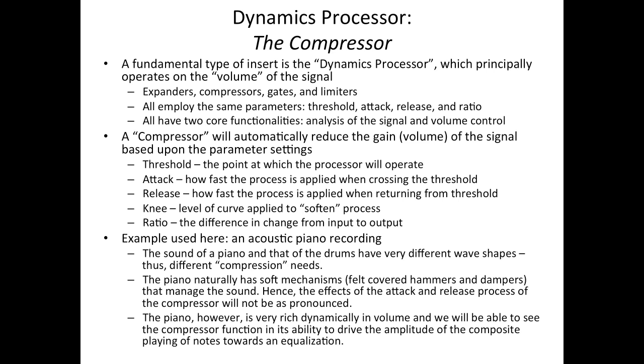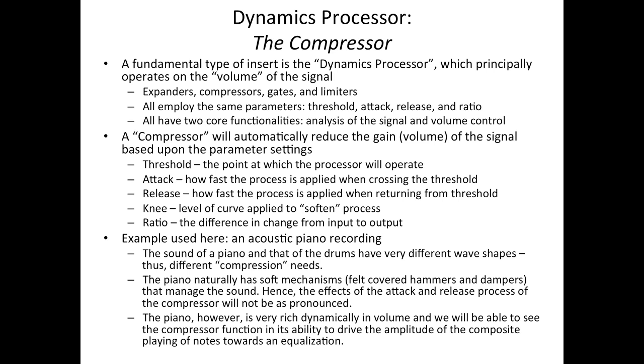Knee is the level of curve applied to soften the process, and ratio is the difference in change from input to output. So for example, a 1:1 ratio would be no change. 2:1 would mean that for every 1 dB of incursion into the threshold, there would be a 2 dB reduction.